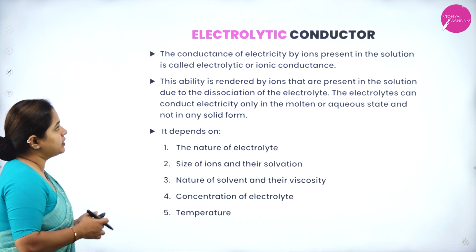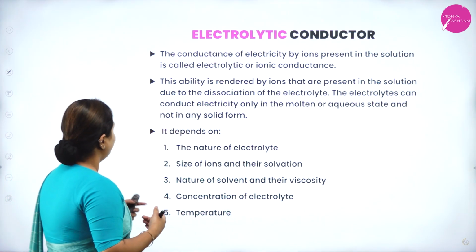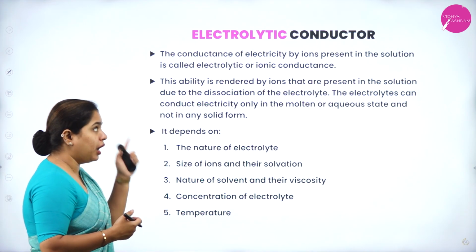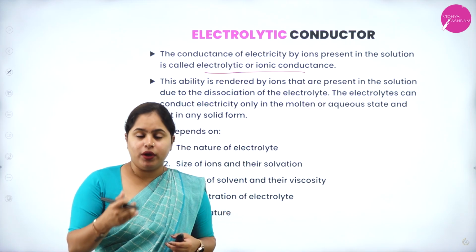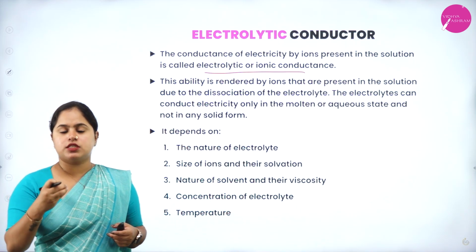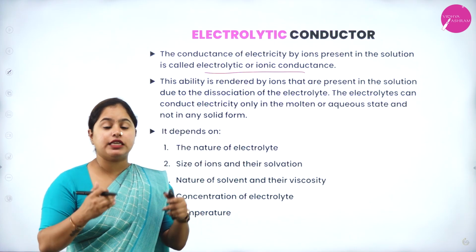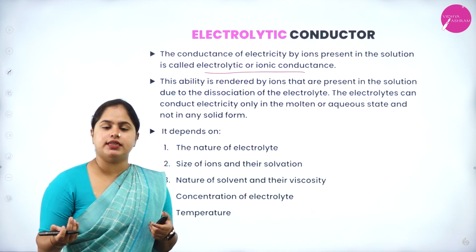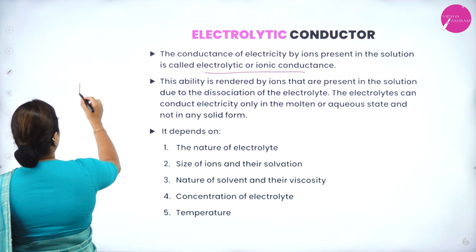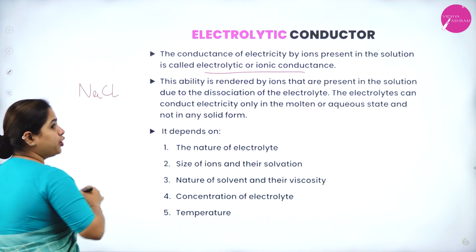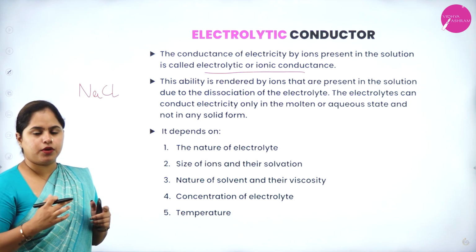Now moving on to the next one, that is electrolytic conductor, which is of our importance in this chapter, right? So the conductance of electricity by ions present in the solution is called electrolytic or ionic conductance. So in metals, the presence of electrons helps in the passage of electricity, but in the case of electrolytic conductance, it is happening due to the presence of ions. For example, I can take sodium chloride, which is an example of an electrolyte, right? So we already know what is an electrolyte. So sodium chloride is an example of an electrolyte.